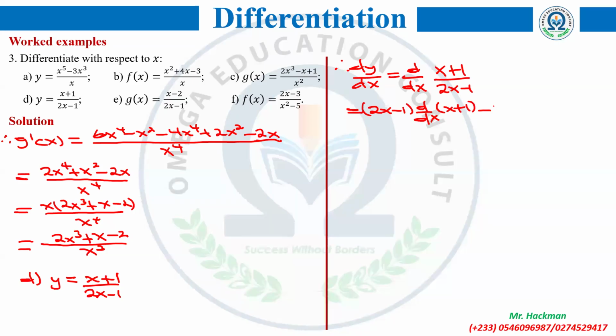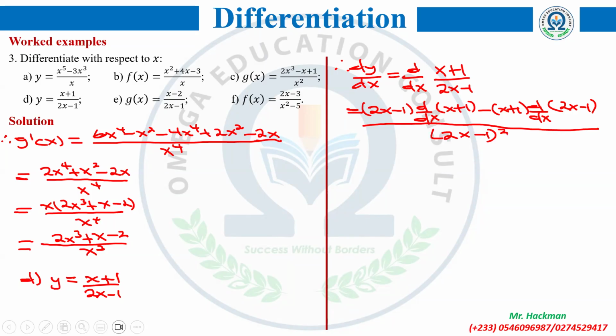This time I will hold my numerator function, which is x plus 1. Then I differentiate the denominator function, which is d/dx of 2x minus 1, also in brackets because it's more than a term. But that is not all. The whole of this is over your denominator function squared. So what's your denominator function? 2x minus 1, squared. All correct, my professors.